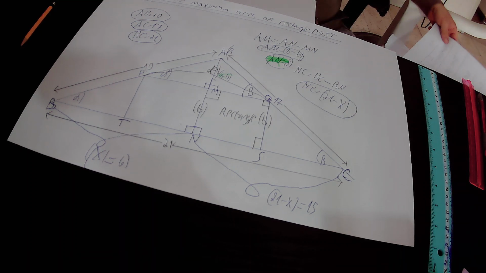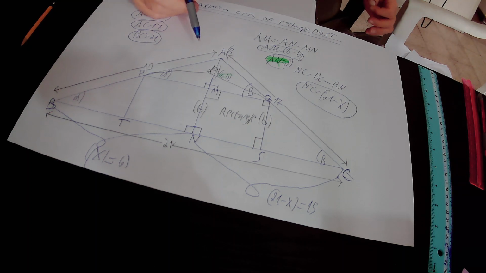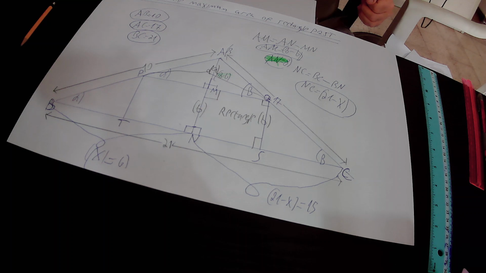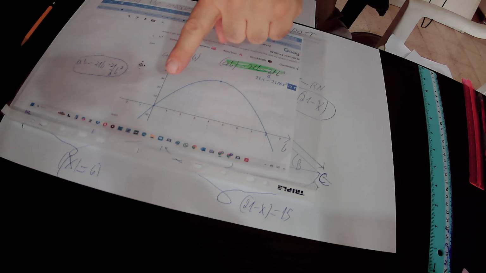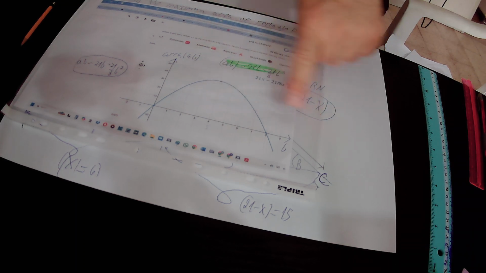So in order to verify that we got a maximum extreme point and not a minimum extreme point, I actually drew the function of the area. This is the area function of the rectangle. On the y-axis we have the area, on the x-axis we have the width b.